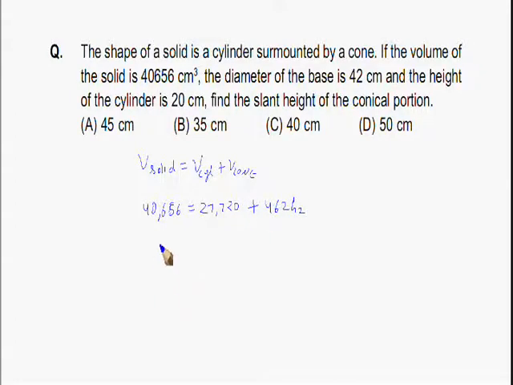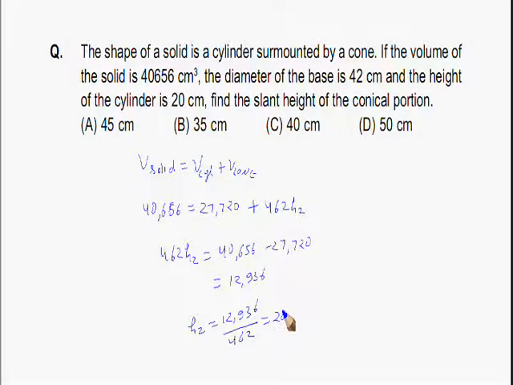Now 462 h2 is equals to 40,656 minus 27,720, which comes to be 12,936. So h2 is equals to 12,936 divided by 462, which comes to be 28 centimeter.